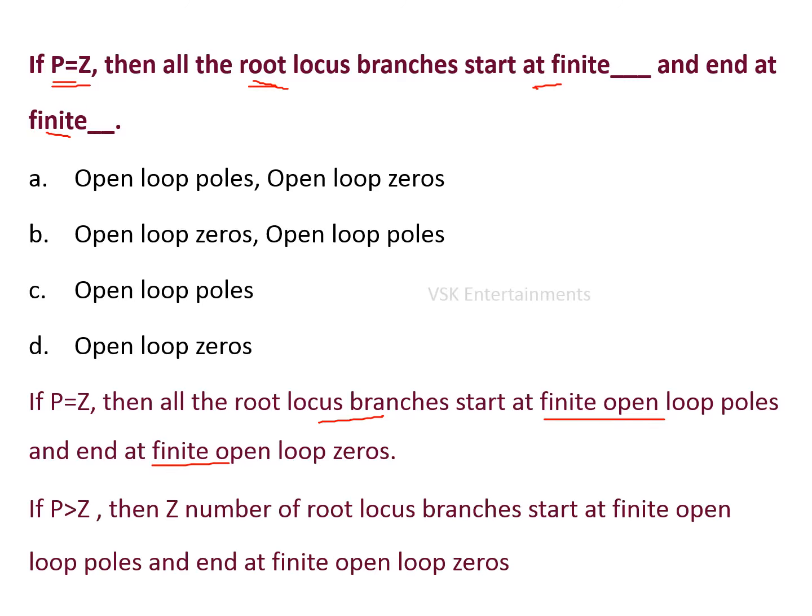Okay, and similarly, if P is greater than Z, meaning poles are greater than the zeros, then Z number of root locus branches start at the finite open loop poles and end at the finite open loop zeros. In this case, the number of poles is equal to the number of zeros, so they start at the finite open loop poles and end at the finite open loop zeros. So option A is the right answer. Okay, we have to remember these two conditions. These two conditions are very important.